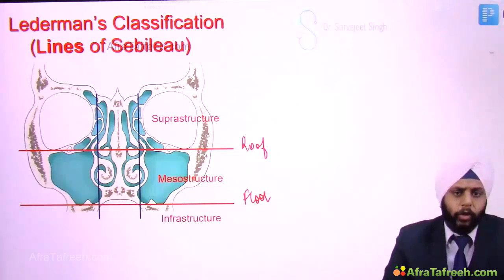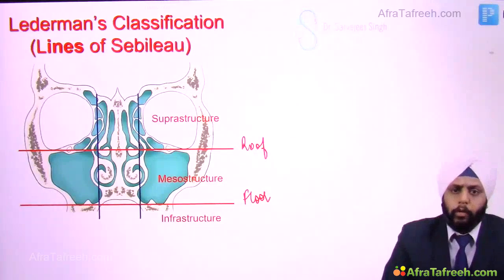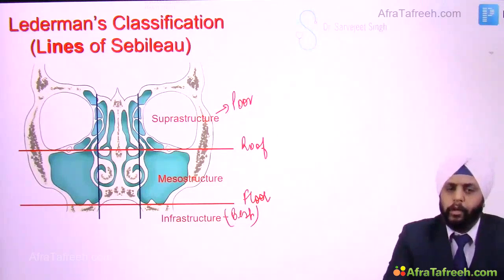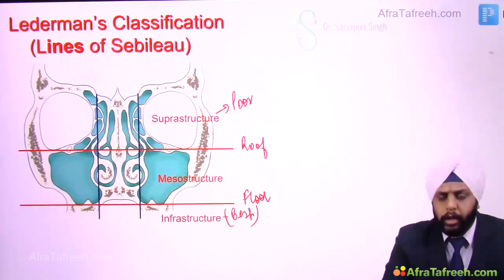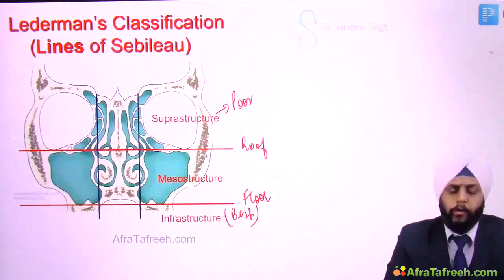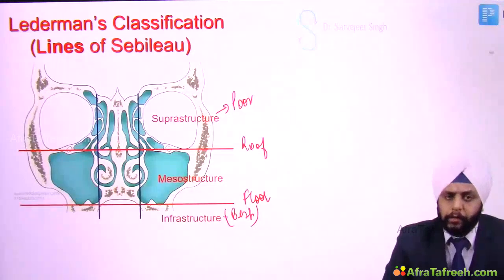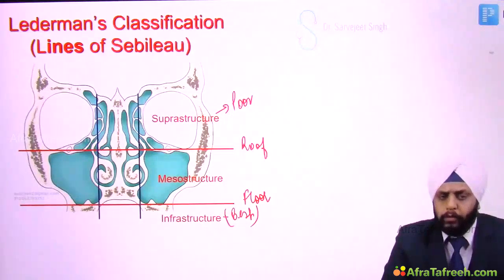So once again, what do we see? Suprastructure has the orbit, eyeball, important cranial nerves. So prognosis over here is going to be poor, whereas infrastructure prognosis is going to be the best among the three, right? Once again, okay, remember this thing, the suprastructure of Lederman, you see over here, it is quite different from the suprastructure of Ohngren, right? Okay, don't confuse between the two nomenclatures. These suprastructure and infrastructure are different from those. Yes, in both of them, suprastructure has a poor prognosis and infrastructure has a better prognosis, right?